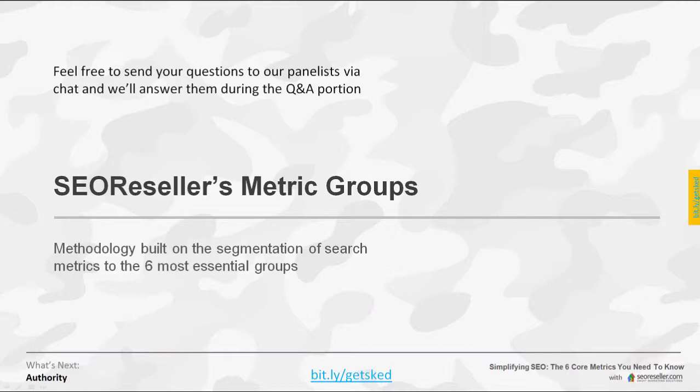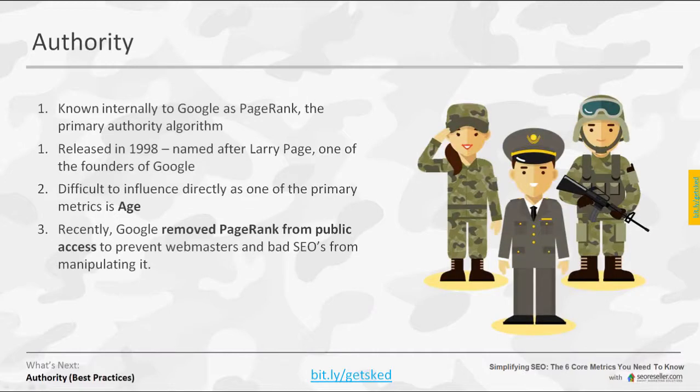It's just a vision of the founder. So when Google rolled out in 1998, the third metric that it had, and I'll get to the first two in a bit, but I wanted to talk about this one briefly. The third metric that Google launched is called the authority group of metrics. Internally to Google, this is known as PageRank, and this is the primary authority algorithm.